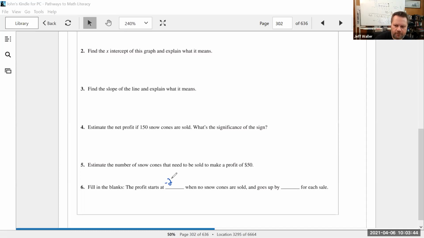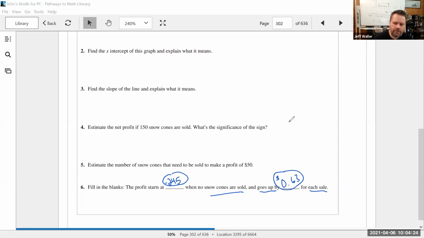Profit starts at negative 245 when those snow cones are sold and goes up by, we just figured this out a minute ago, for each snow cone I sell, how much money do I make? 63 cents. Yeah, roughly 63 cents. Okay, now, how do I make an equation out of that? Let's see if you guys are cool with this. So it starts at negative 245 and it goes up by 63 cents for every sale.